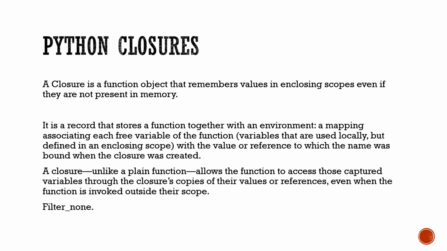Python closure. A closure is a function object that remembers values in enclosing scopes even if they are not present in memory. It is a record that stores a function together with an environment, a mapping associating each free variable of the function, variables that are used locally but defined in an enclosing scope, with the values or references to which the name was bound when the closure was created. A closure, unlike a plain function, allows the function to access those captured variables through the closure's copies of their values or references, even when the function is invoked outside their scope.